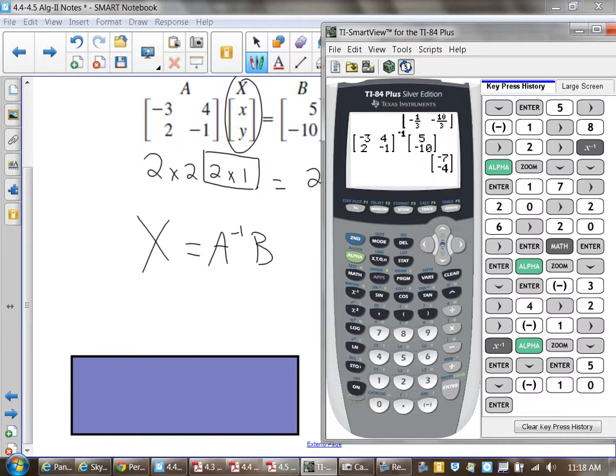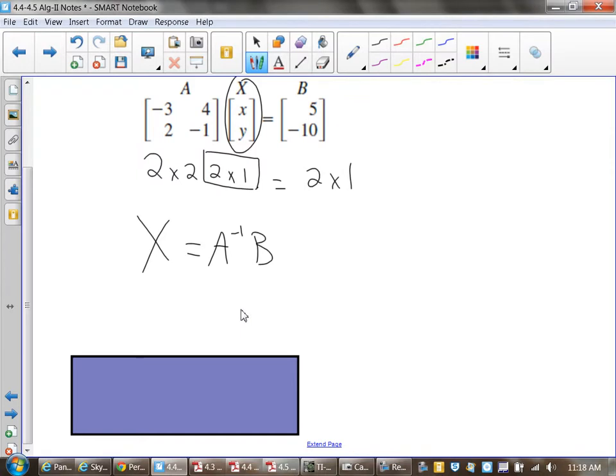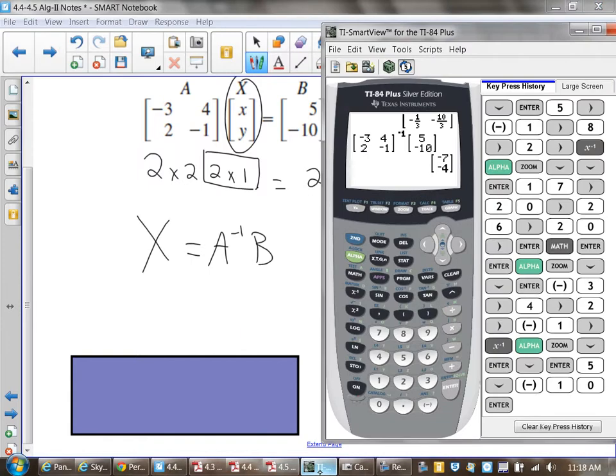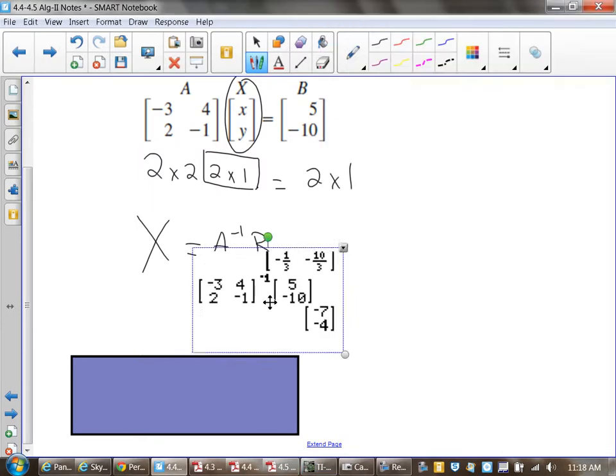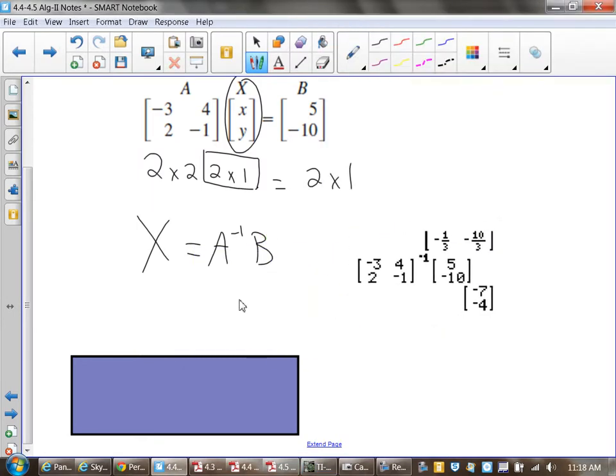What do you think that -7 and -4 represent? X and Y. That just solved for x and y. It's another way to solve the system of equations. Oh, are you serious? That's so easy. This is X, and that's Y. It's another way to solve systems by using inverse matrices. Wow. I gotta write this down.